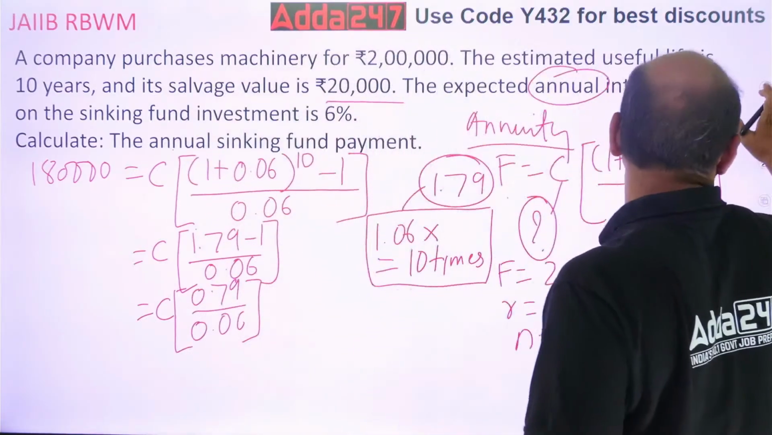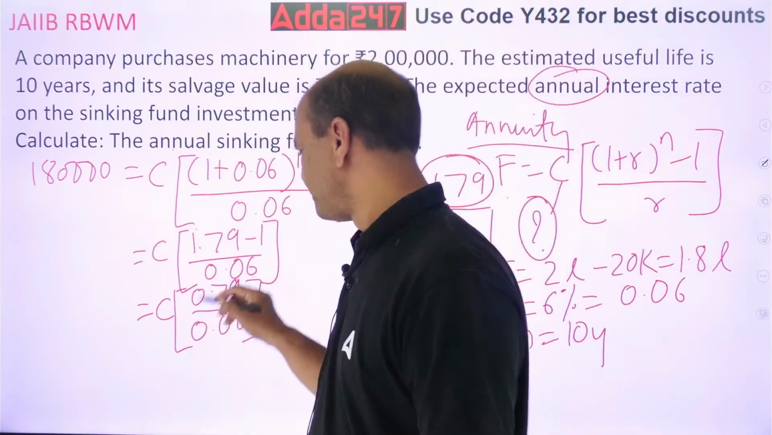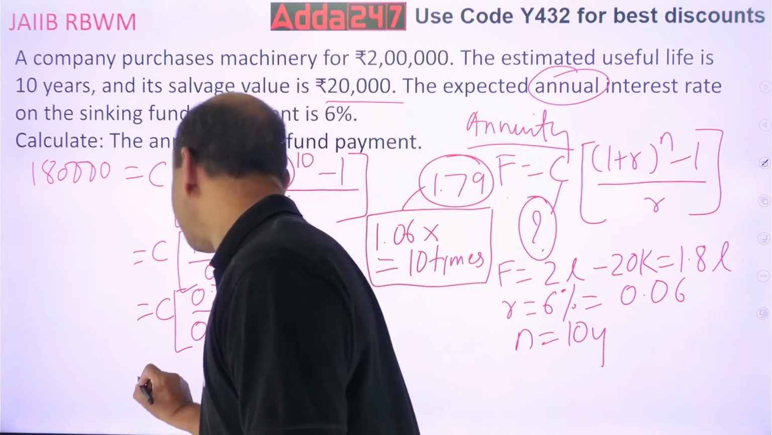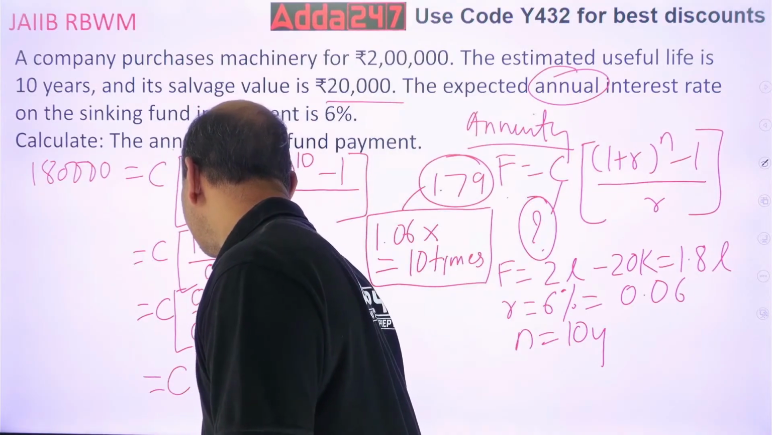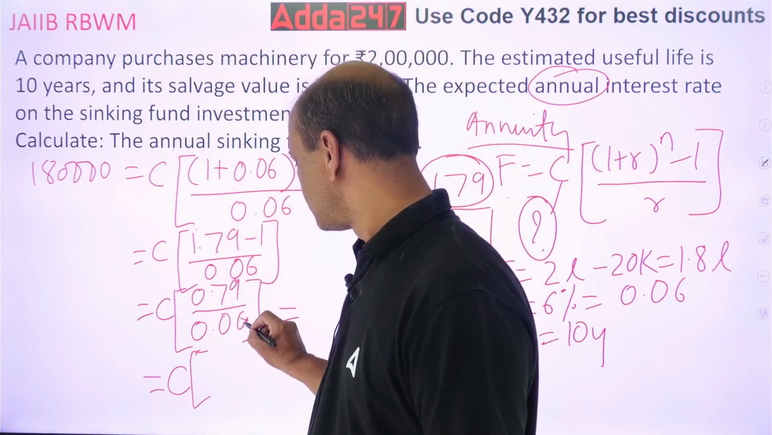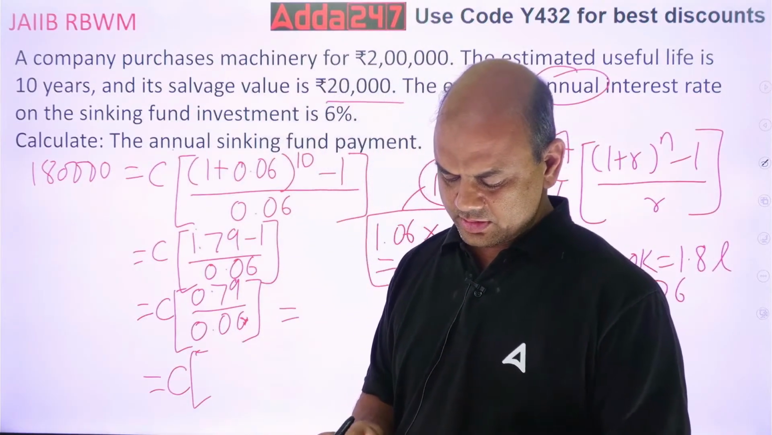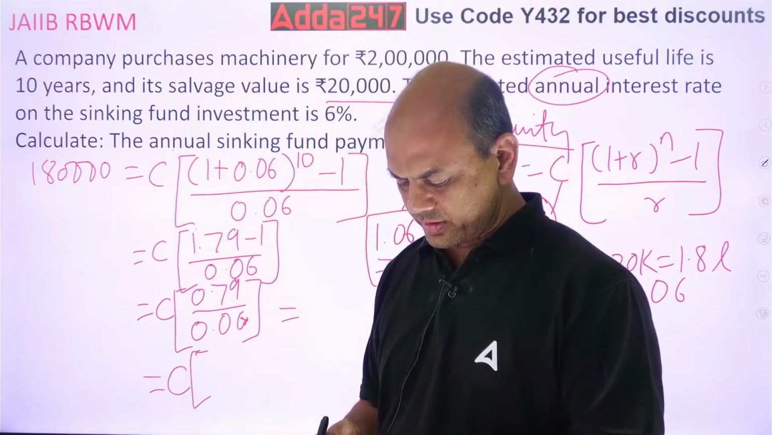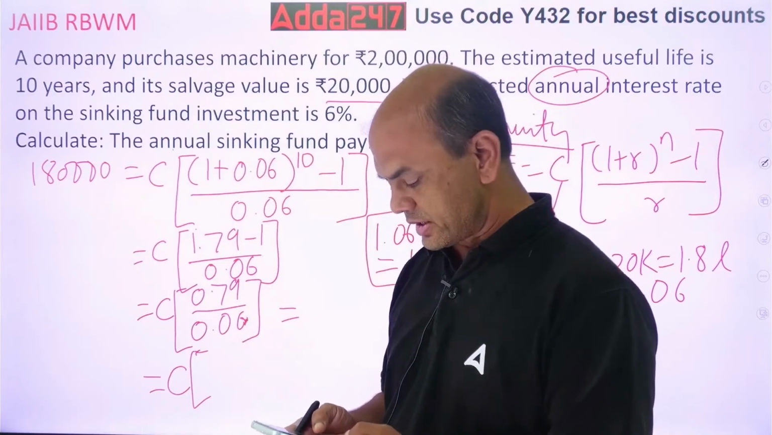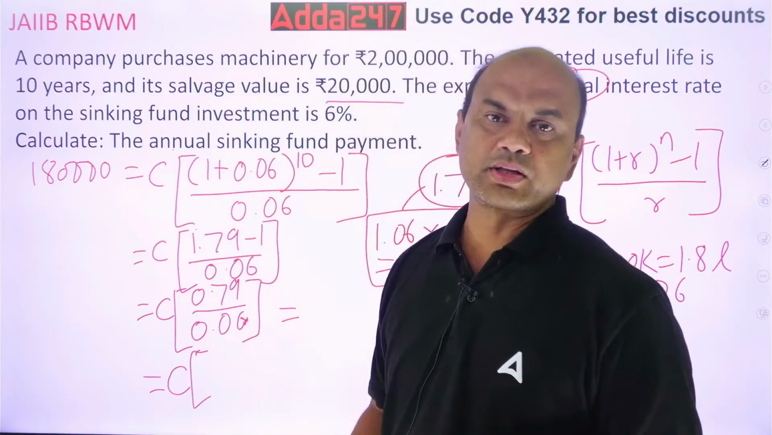Do I have a next page? Let me see. Blank slide, yeah, it's there. So do it over here. What is the answer? C into 0.79 upon 0.06. 1.79 minus 1, that is 0.79, divided by 0.06. Everyone should get this. What is the answer you are getting?